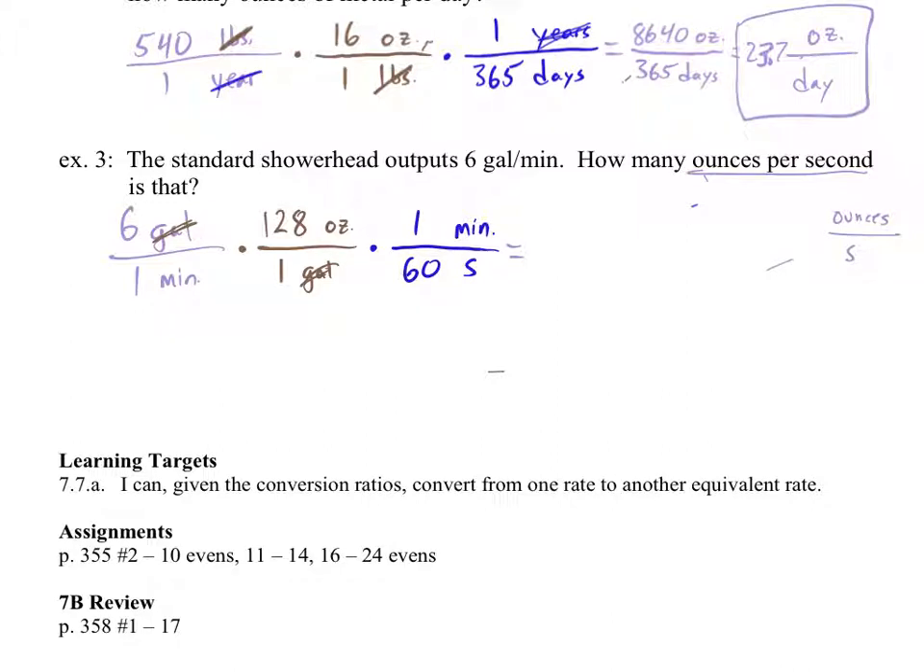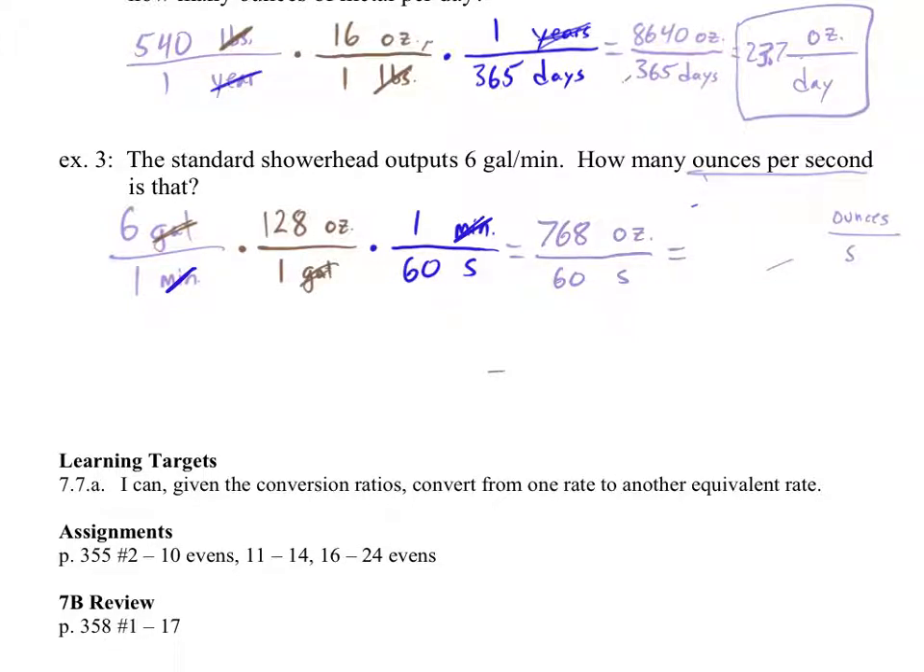Okay. Numerator. 6 times 128 times 1. So in the numerator, I will have 768. And once I cancel out all my units, the only units that can't be canceled in the numerator are ounces. And in the denominator, I do 1 times 1 times 60, which gives me 60. The only units that can't cancel are seconds, which is exactly what we're looking for.